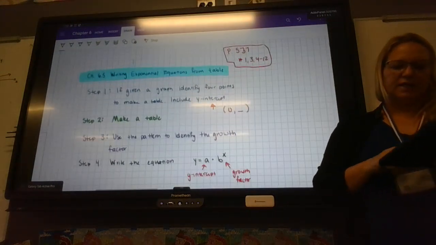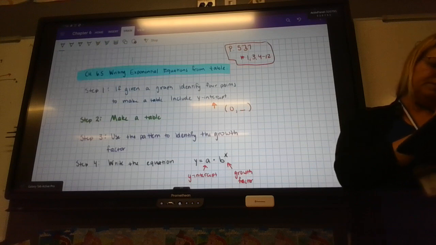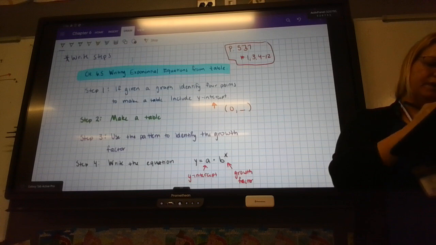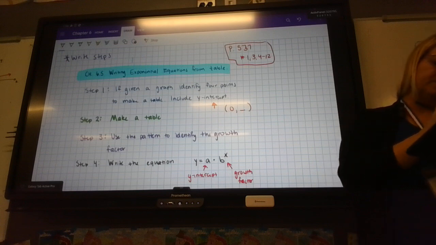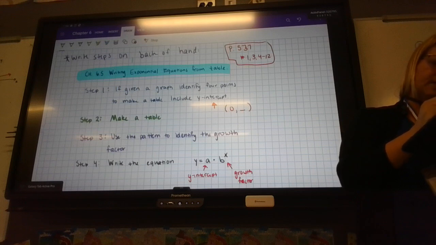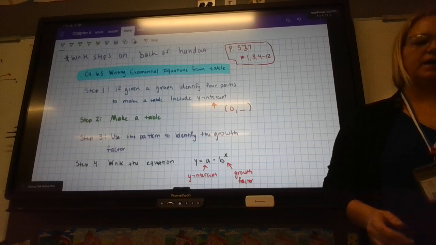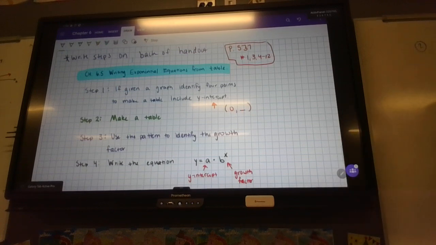On the back of the handout I just gave you, write this down. You have full permission to shorthand, but these are the steps you're going to use on your assignment today. So you're going to write these steps down on the back of your handout. This is, how do I write an equation if I'm just given a graph? How do I figure out my exponential equation? I am going to collect this handout. So go ahead and write it.